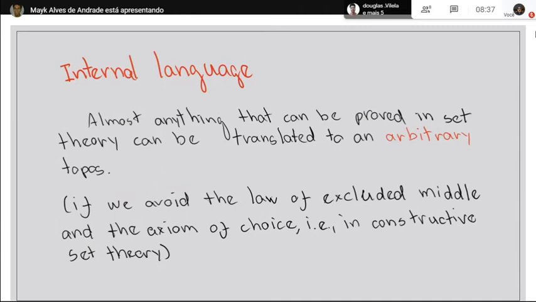And in fact, if we avoid the law of excluded middle and the axiom of choice, in constructive set theory, almost anything that can be proved in the language of set theory can be translated to the internal language of that topos. For those who don't know what the law of excluded middle is, it is the law that says that this proposition is true for any sentence in our language. This is the law of the excluded middle, and constructive mathematicians don't accept it.